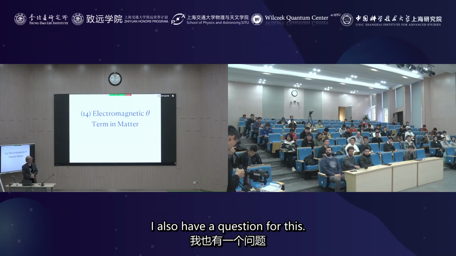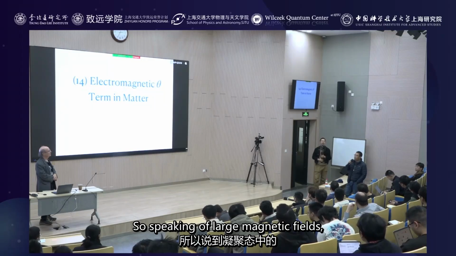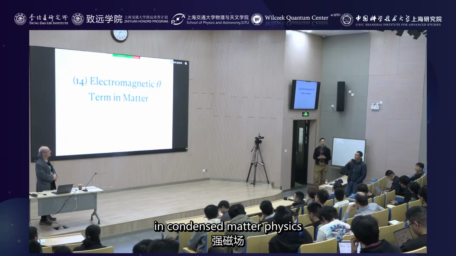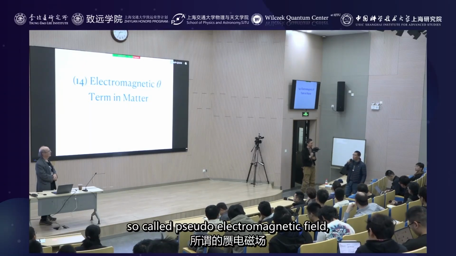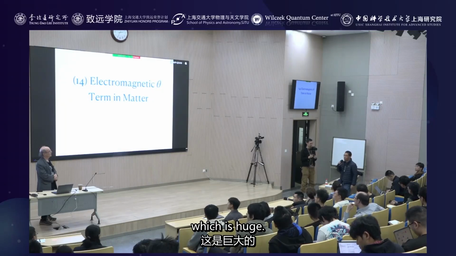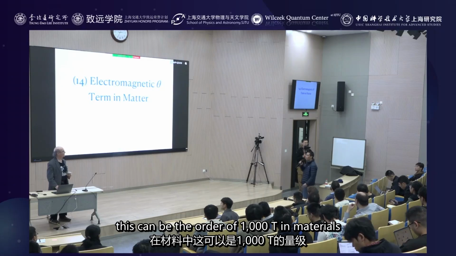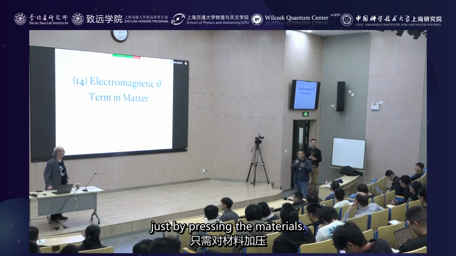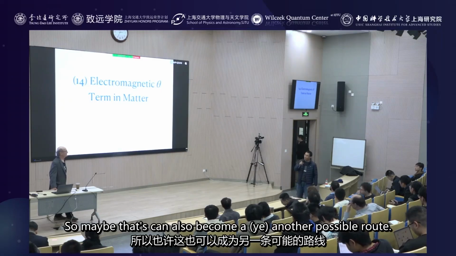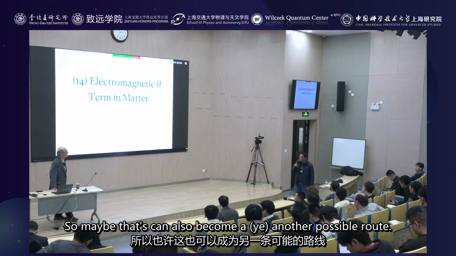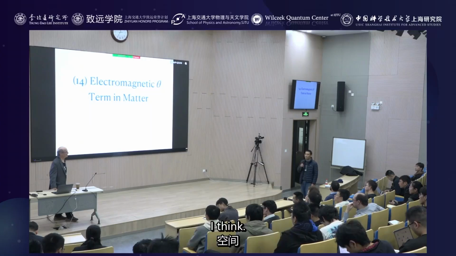Yes, I also have a question. Speaking of large magnetic fields in condensed matter physics, usually if you give some pressure to a material, sometimes you can generate so-called pseudo electromagnetic fields, which are huge. If you estimate, it can be on the order of 1,000 Tesla in materials just by pressing the materials. So maybe that can also become another possible route. There's plenty of room for creativity in this subject, I think.